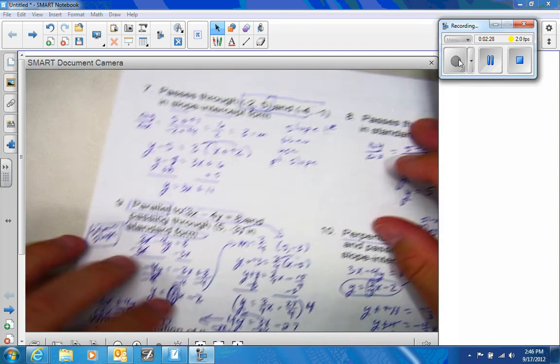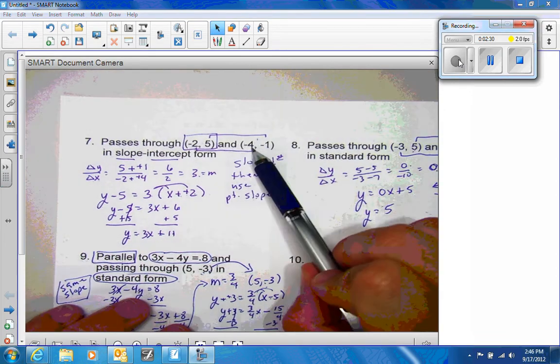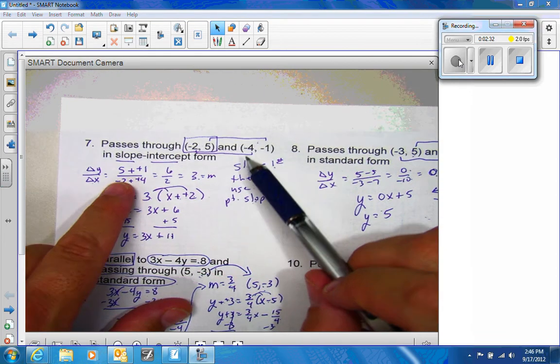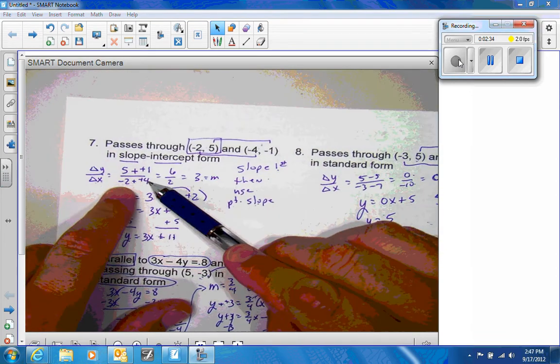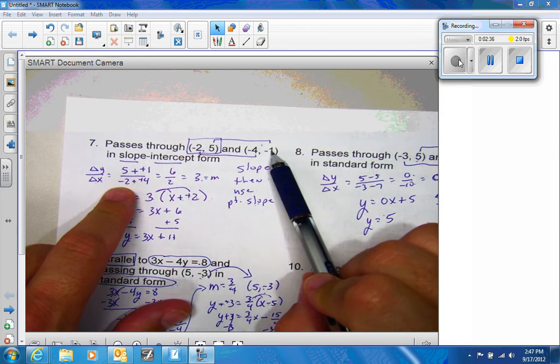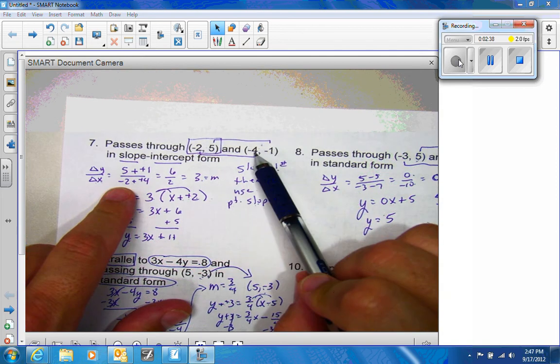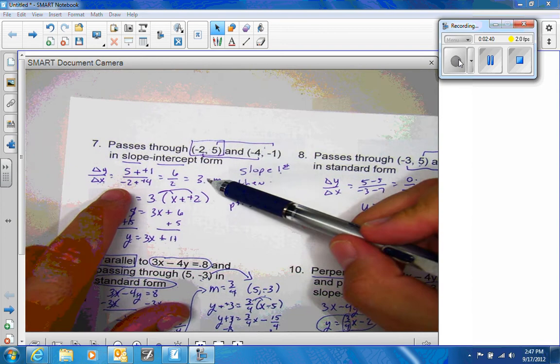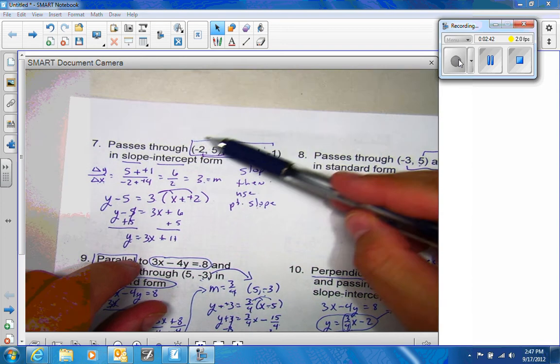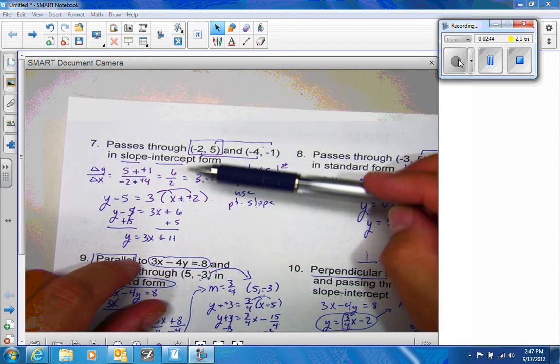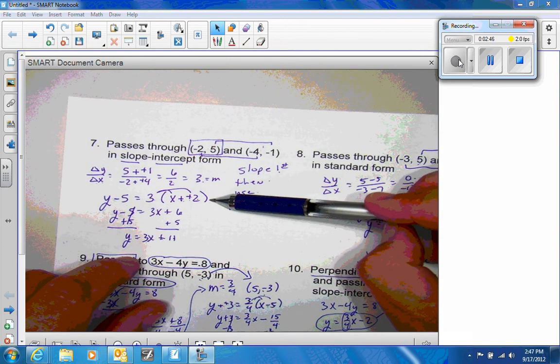On the back, number 7, you're given 2 points. Go ahead and find the slope, y2 minus y1 over x2 minus x1. So 5 minus a negative 1, negative 2 minus a negative 4, and you get a slope of 3. Choose one of these 2 points, it doesn't matter which one, and you're going to put it in point-slope form and solve for y.